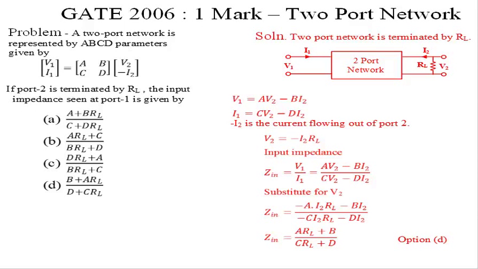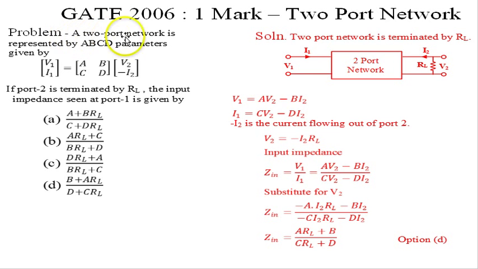The problem considered here is the third problem in the set of problems on two-port networks, and it's on ABCD parameters, and we read out the problem. This is GATE 2006 for 1 mark, on two-port networks.